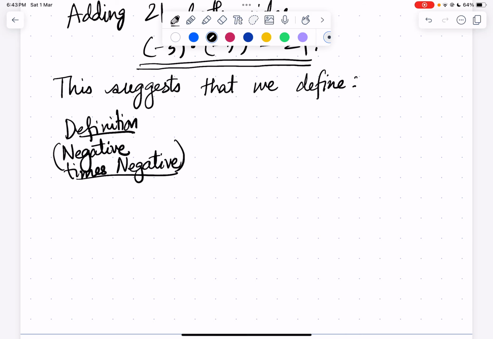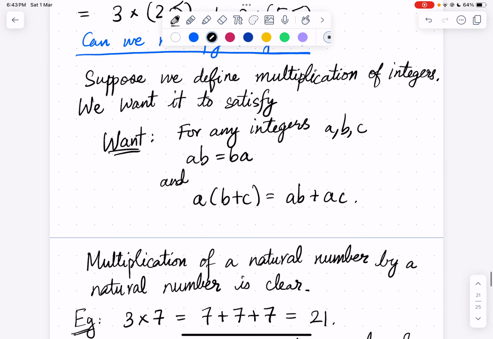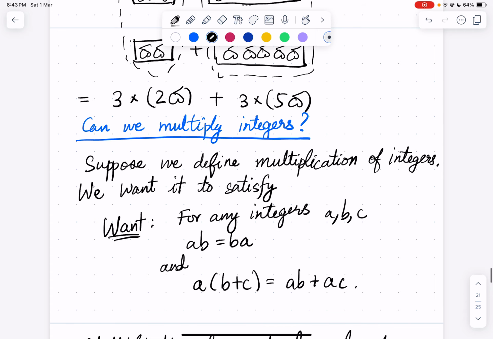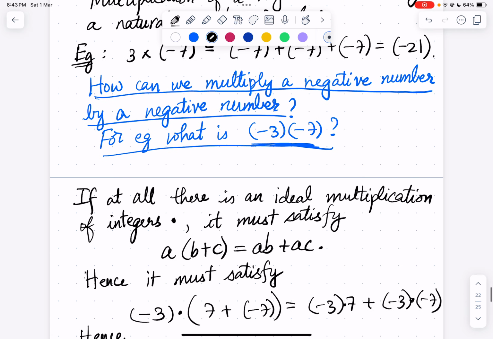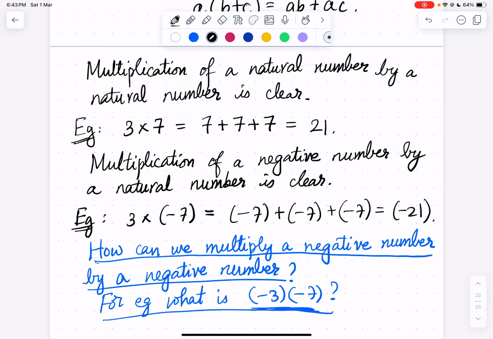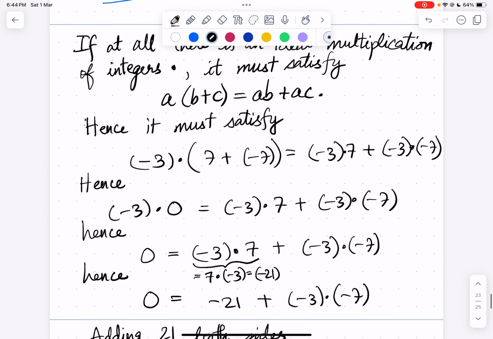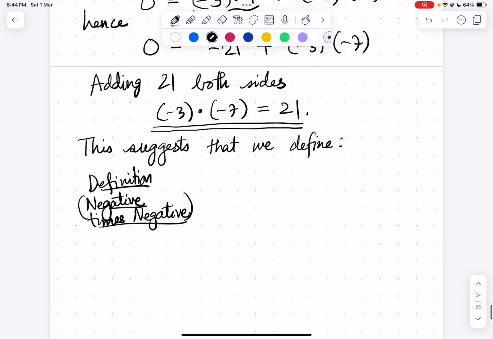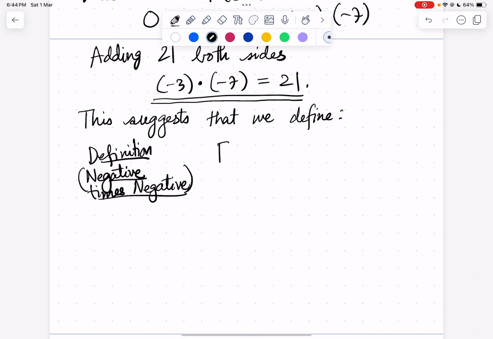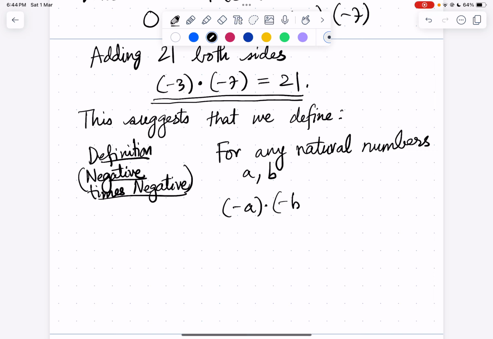Okay, I'll recap once again. Multiplication by natural numbers is very clear. Multiplying a natural number by a natural number is clear. Multiplying a natural number by an arbitrary integer is clear. And so to multiply two negative numbers, we define for any natural numbers a, b, we define minus a times minus b to be, is the definition, ab.